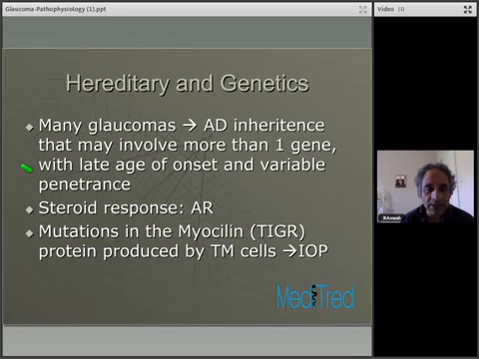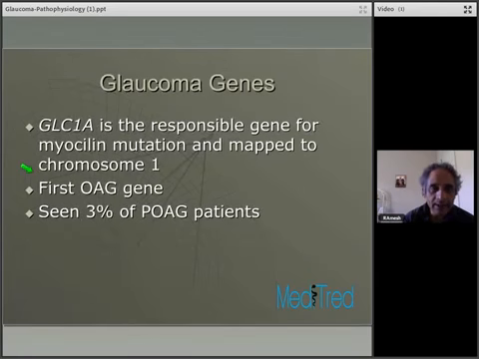So what is the driving factor here? Mutations in the myocilin protein produced by the trabecular meshwork cells are supposed to alter the pathway of the aqueous across the trabecular meshwork into Schlemm's canal in such a way as to increase the resistance to outflow, thereby increasing the intraocular pressure. Now, GLC1A is the responsible gene for myocilin mutation, and it's mapped to chromosome 1. This again is an important question from your exam point of view.